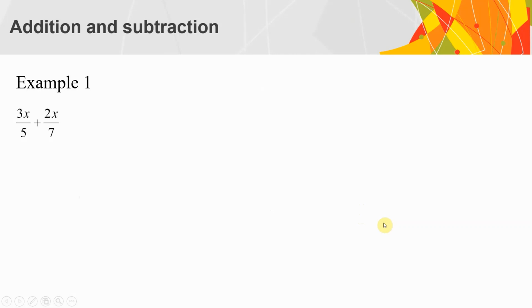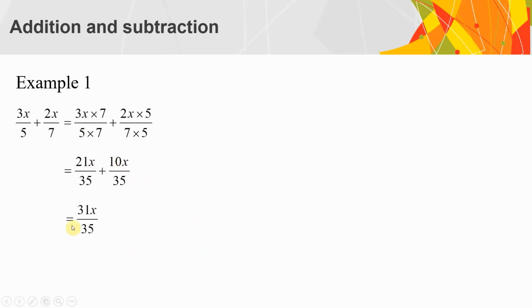Alright, so let's start with a simple example. Regardless of what the numerator or denominator is, the first thing is to change the denominator to the same number. So in this case, we just cross multiply, the denominator will be 35, and later on we just add up the numerators. In this case, it's already in the simplest fraction.